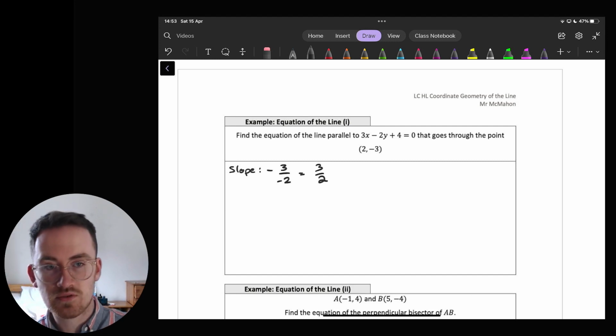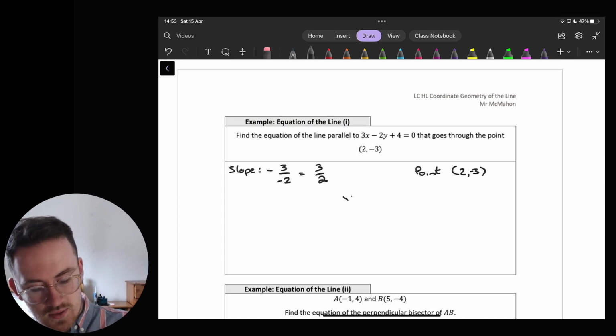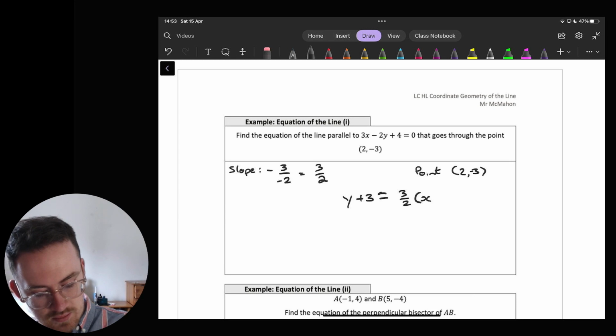So that's going to be the slope of my parallel line as well. My point is (2, -3). And then I can use my y minus y1, so y plus 3 is equal to 3 over 2 (x minus 2). Y plus 3 equals 3 over 2 x minus 3.